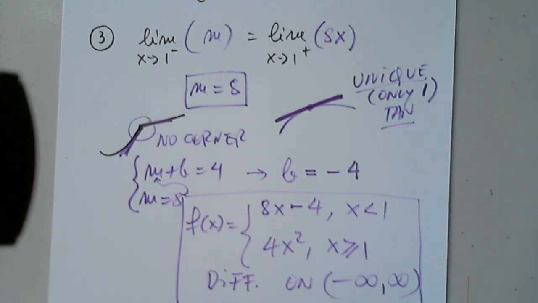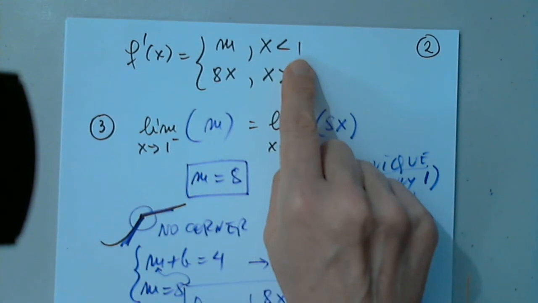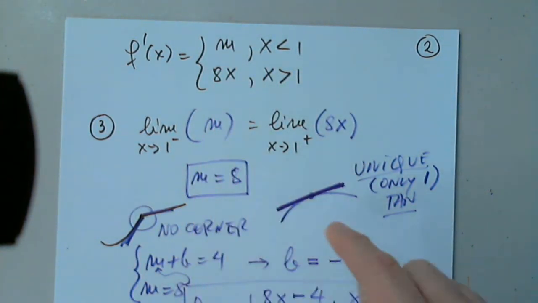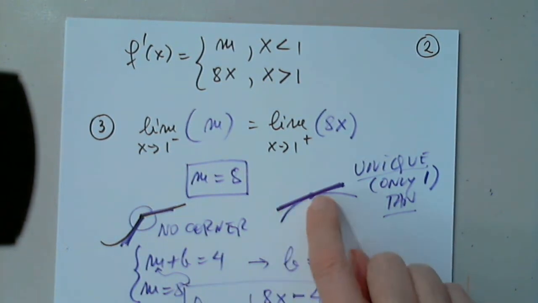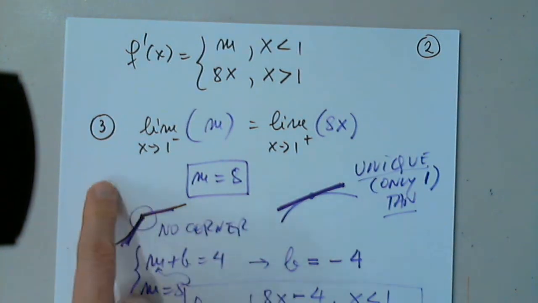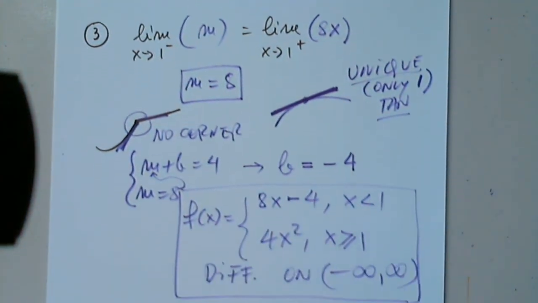Is this okay, Tess? Why did you write m equals 8? The limit of this, as x approaches 1 from the left, must equal the limit. This tangent, this slope has to equal this slope. When I plug in 1, I get 8. I can plug in anywhere. So m must equal 8.